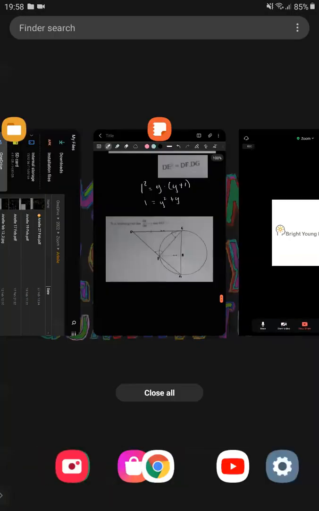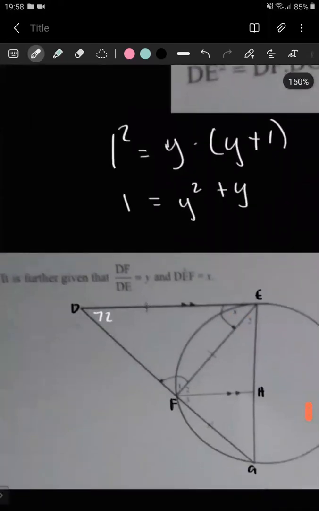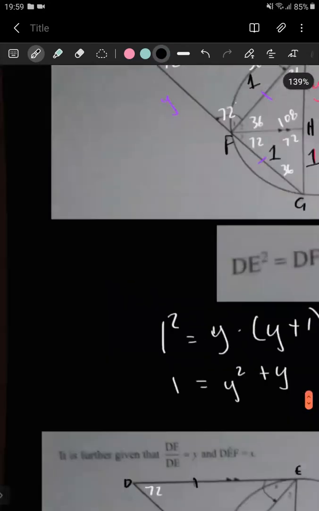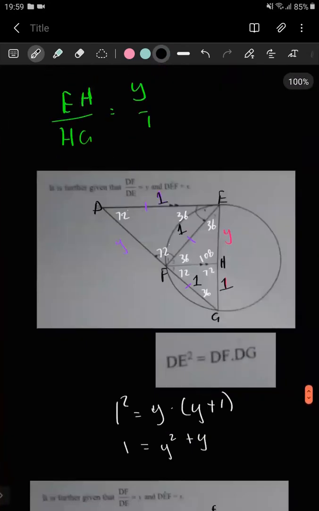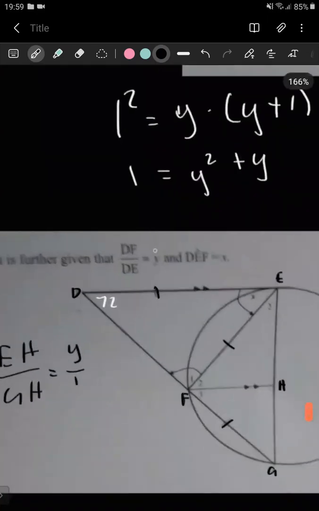So we need to prove that D is equal to 72. Now the only information we have is that this is equal to this is equal to that. And there's a time where we proved that EH over HG is Y. So EH over HG is Y. So Y is just the same as Y over 1. Just like here, we may want to write this as Y over 1.